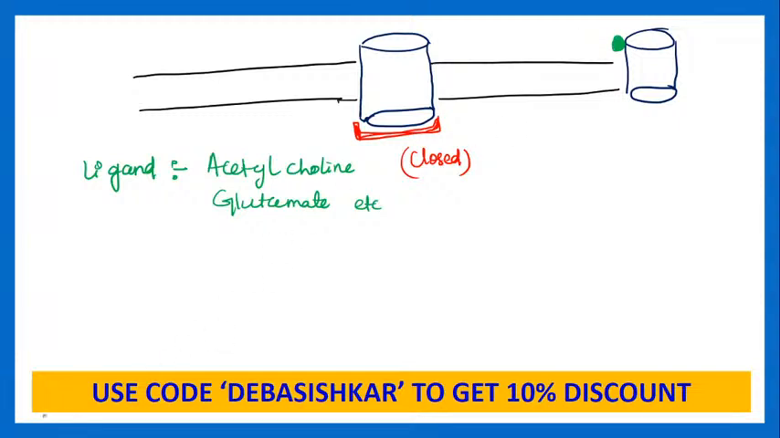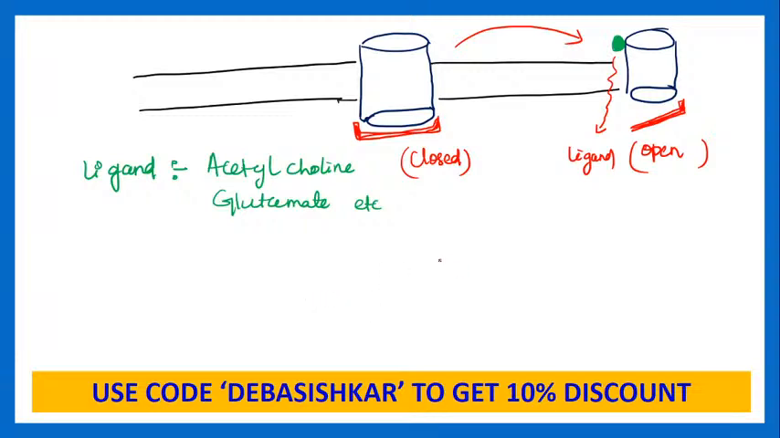So after this process, this channel will be in an open state. The conformation will be changed, and this will move from the closed to the open state, right? So in this process, what will help over here? This ligand, that will be acetylcholine or glutamate, etc. This ligand will help us to open this channel for the influx of the sodium ion. I hope these ligand gated ion channels are clear to you.